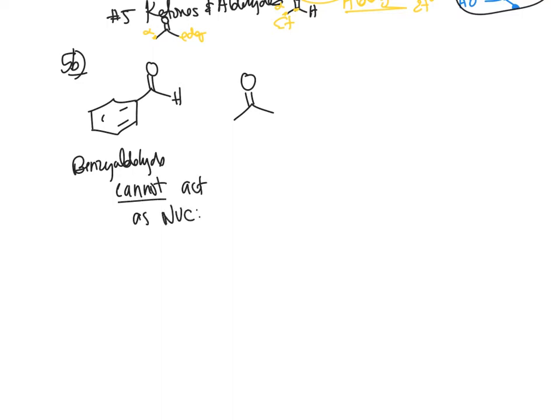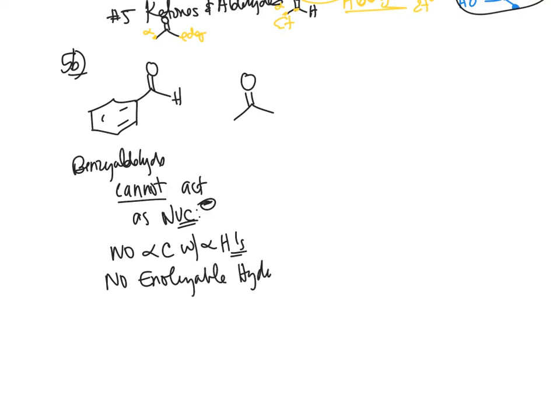Do you remember that other question from yesterday? There's no alpha carbon with alpha hydrogens. Okay, that's why. They call it no enolizable hydrogens. So the only one that can make an enolate is the propanone. And so there's your alpha carbon, and draw the most likely product of the above reaction.